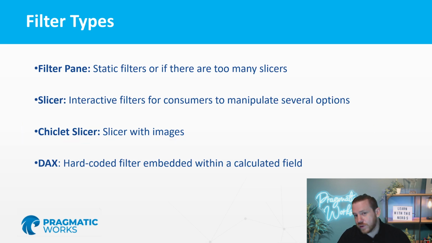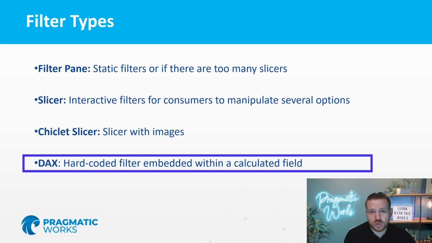And the last filter type that I bet you weren't expecting is to hard code filters within a DAX measure. Well, why would you want to do this? Well, this is actually quite important because sometimes you want to apply filters within a calculated field that are different than the filters that are actually being applied on the actual Power BI report itself.